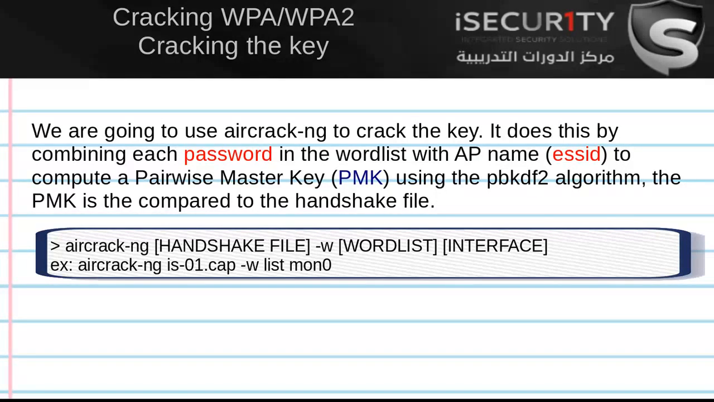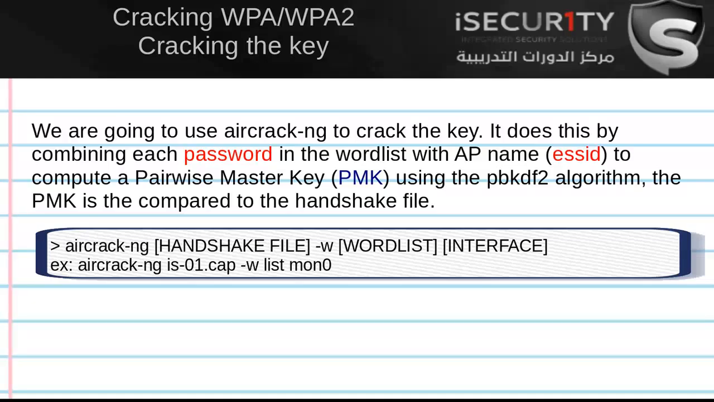Now that we've captured the handshake from our target access point and we have a word list ready to use, we can use aircrack-ng to crack or determine the key for the target access point. Aircrack-ng is going to go through the word list file. It's going to combine each password with the name of our target access point to create a PMK.